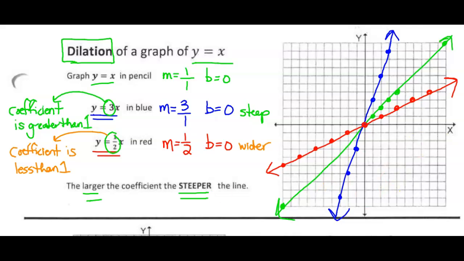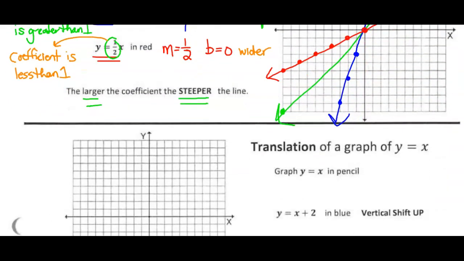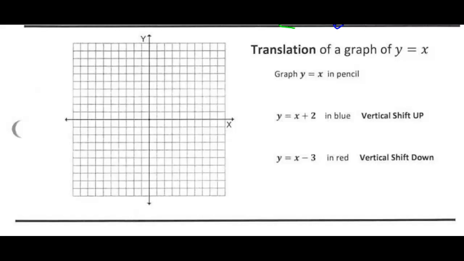If we go down to the next section, now we're going to talk about a translation. So a translation is going to be a slide. Our parent function, the one we're originally starting, we just did this on the last one. Our slope is 1 over 1. Our intercept is 0. So we come over to our graph, 0, 0.